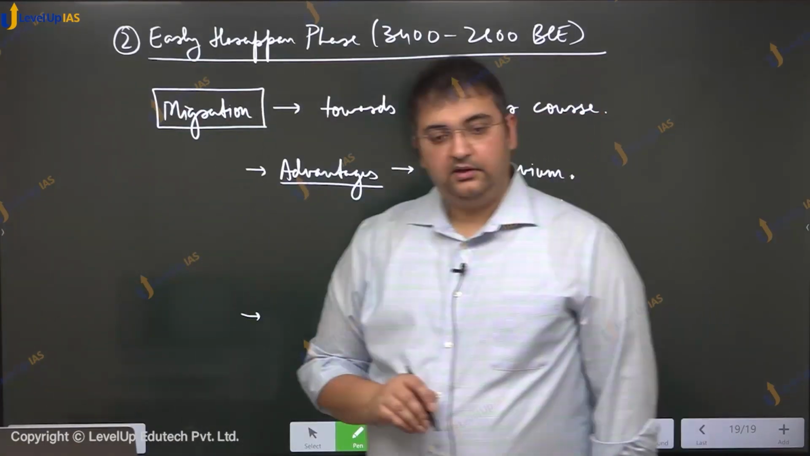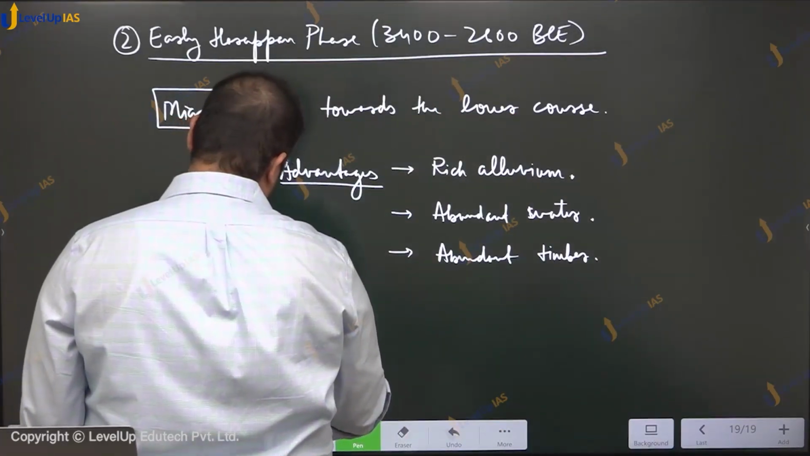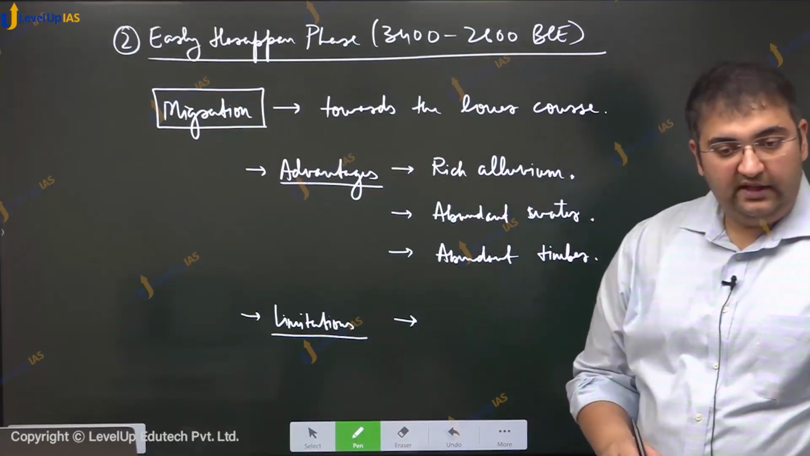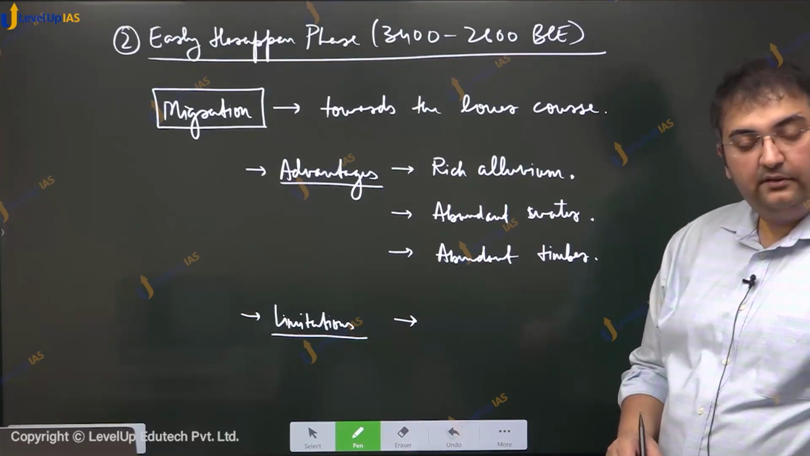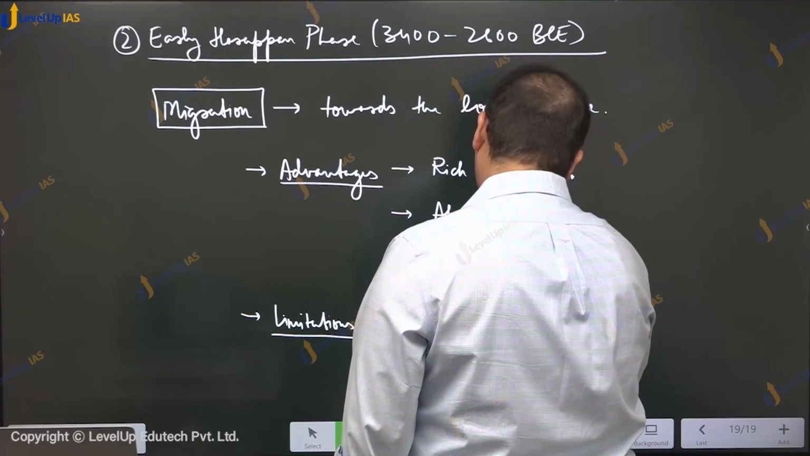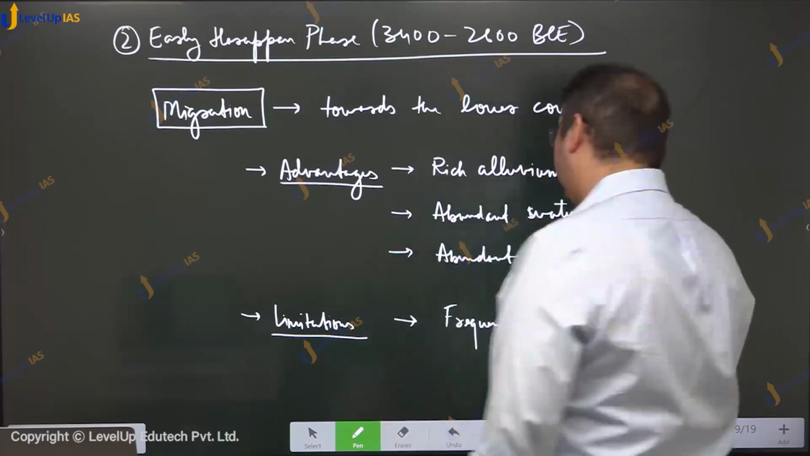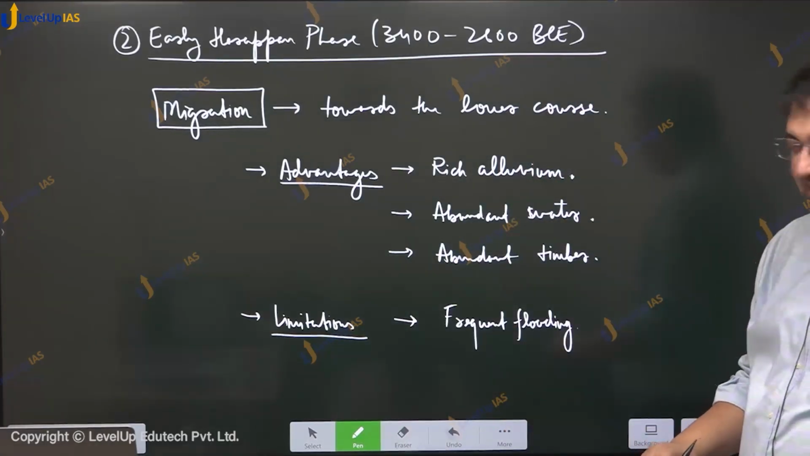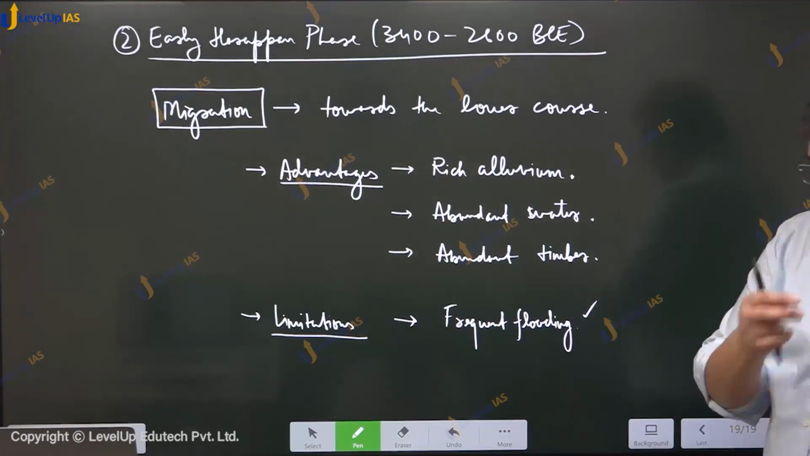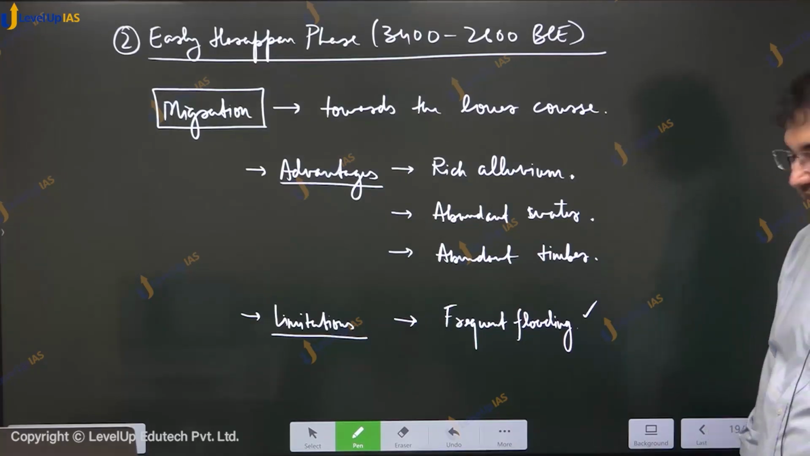However, some limitations were also present. Kya? That the lower courses of the river valleys are often vulnerable to frequent flooding. Now, flooding of the lower course of the river valley is a major factor behind the renewal of soil fertility, but it can be very dangerous for human habitation, right? And therefore, the rivers had to be tamed.